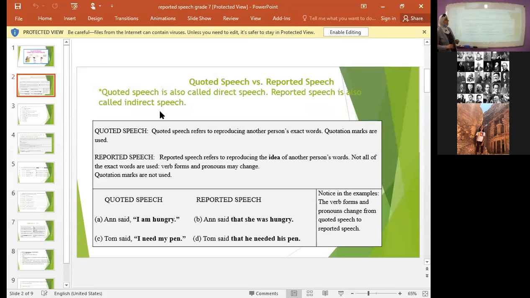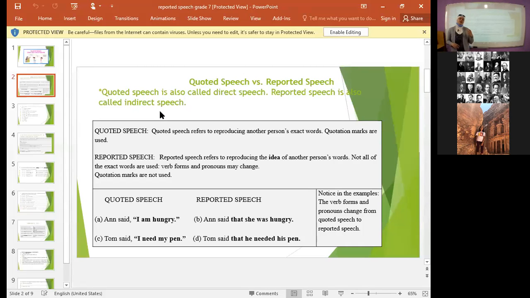Okay, this slide talks about the use and the function of reported speech. What is reported speech? Before working with reported speech, we have to understand the difference between quoted speech and reported speech. Quoted speech is what I say. Reported speech is what another person repeats after me. Quoted speech is also called direct speech. Reported speech is also called indirect speech.